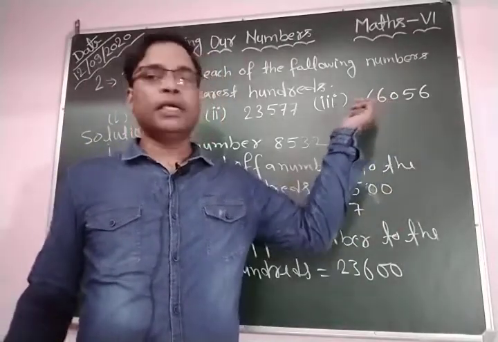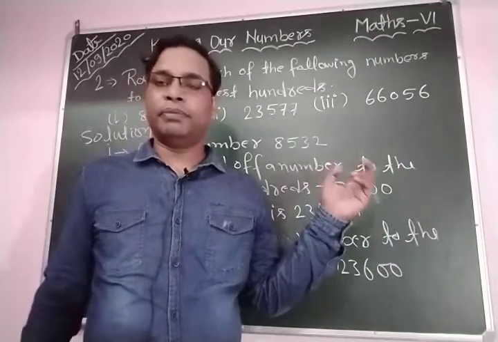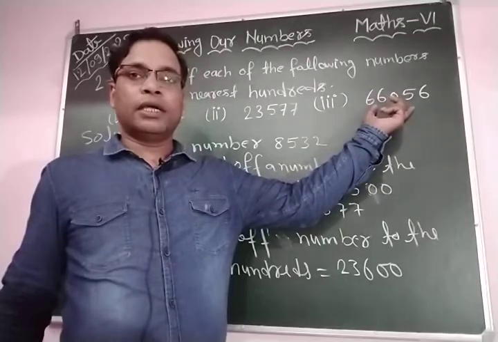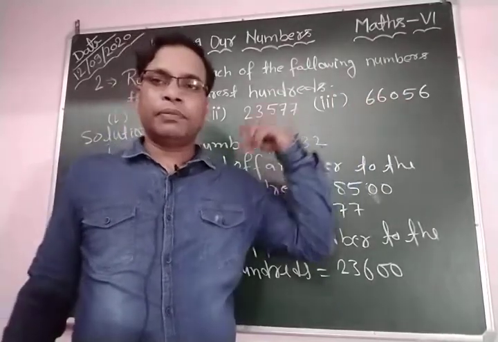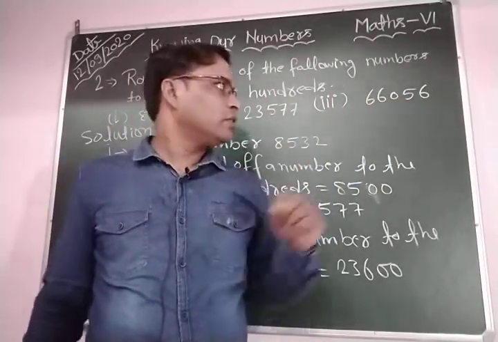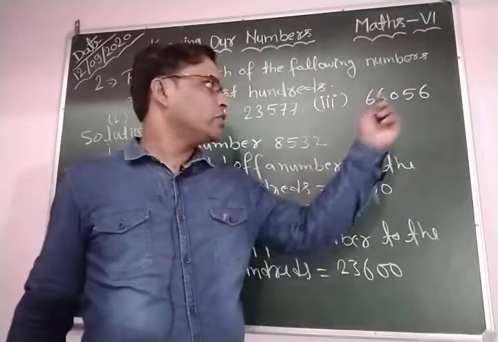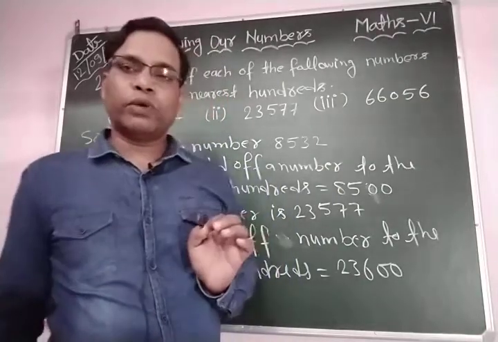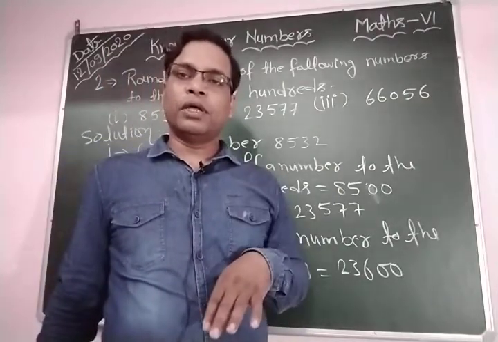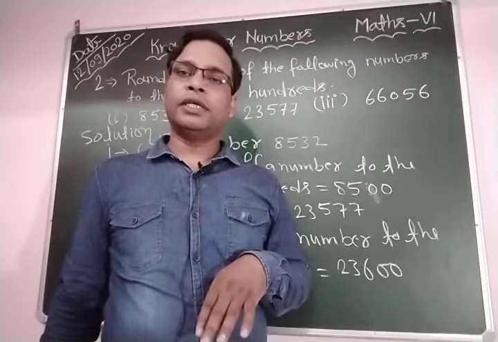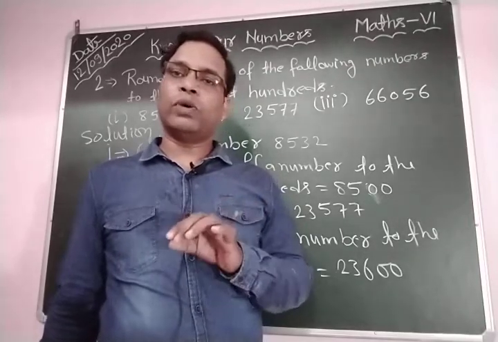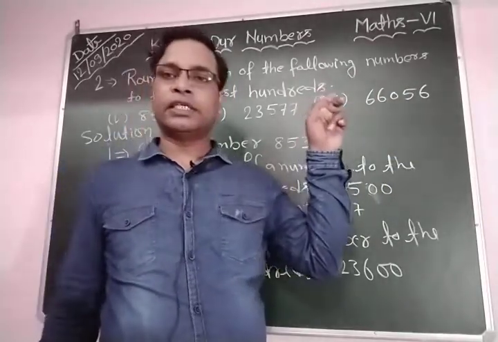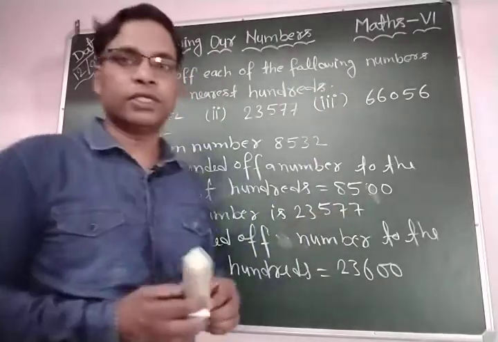And this is the third part, 66,056. So we need to round off this number to the 100 place. For the 100 place we check the tens place digit. Here you can see the tens place digit is 5. So it means that the tens place digit and ones place digit are replaced by 0, and we increase the 100 place digit by 1. So 0 plus 1 is equal to 1. So we obtain 66,100.